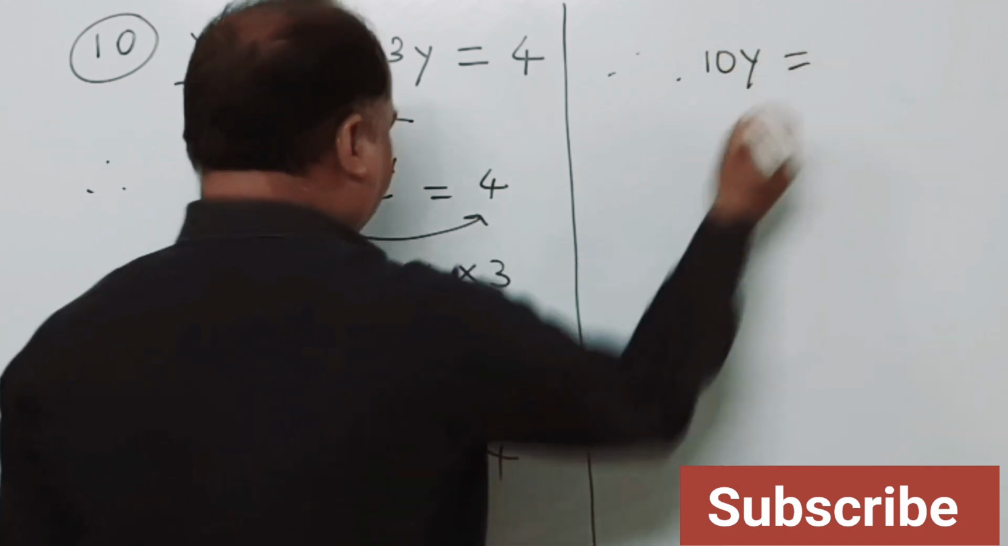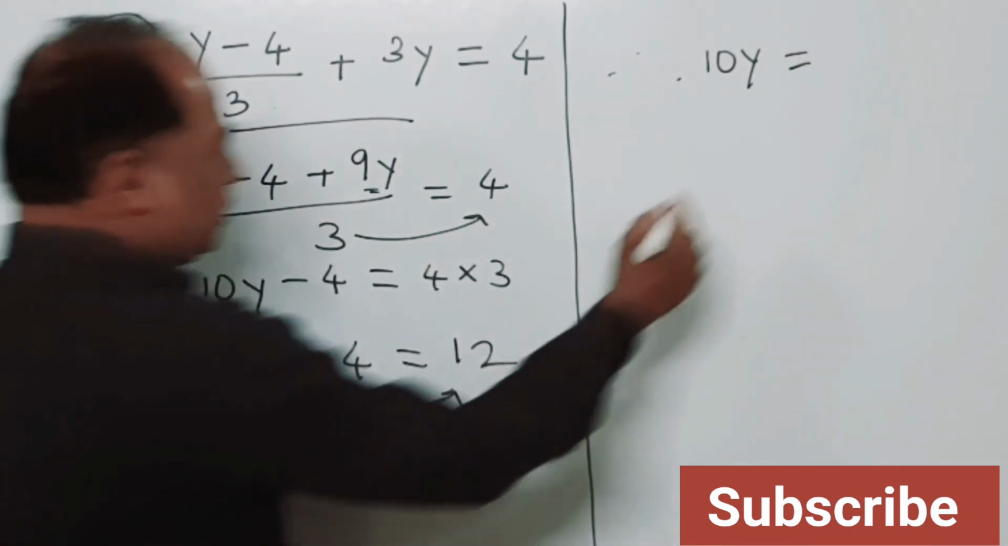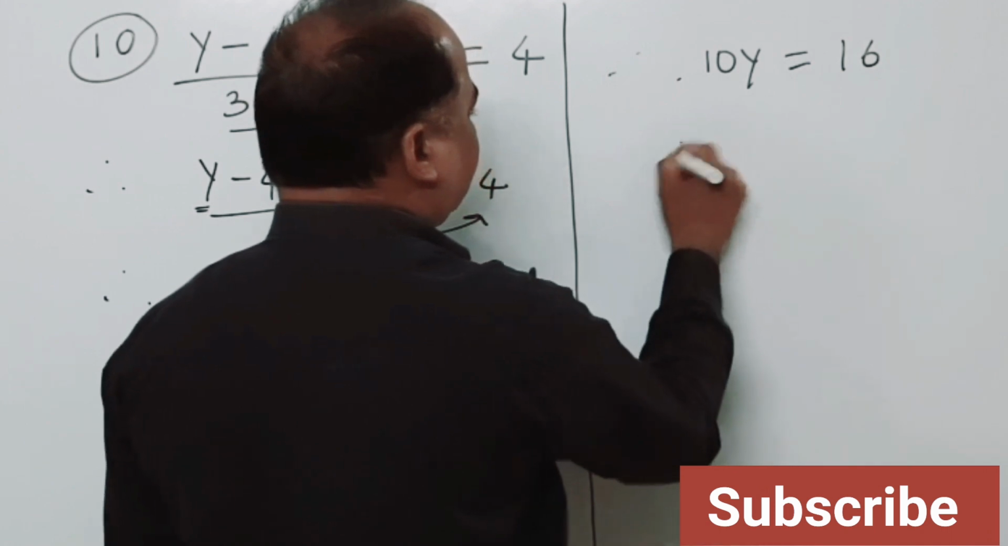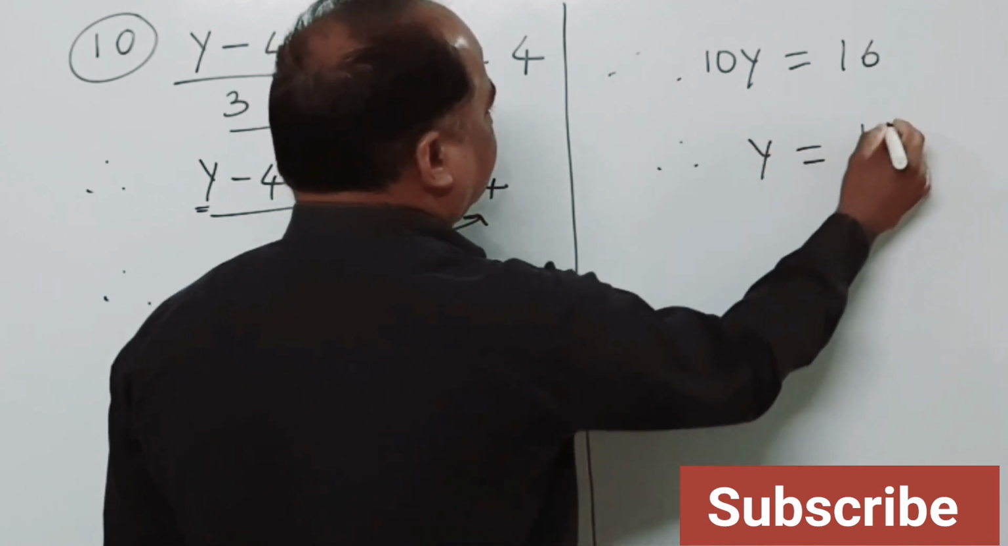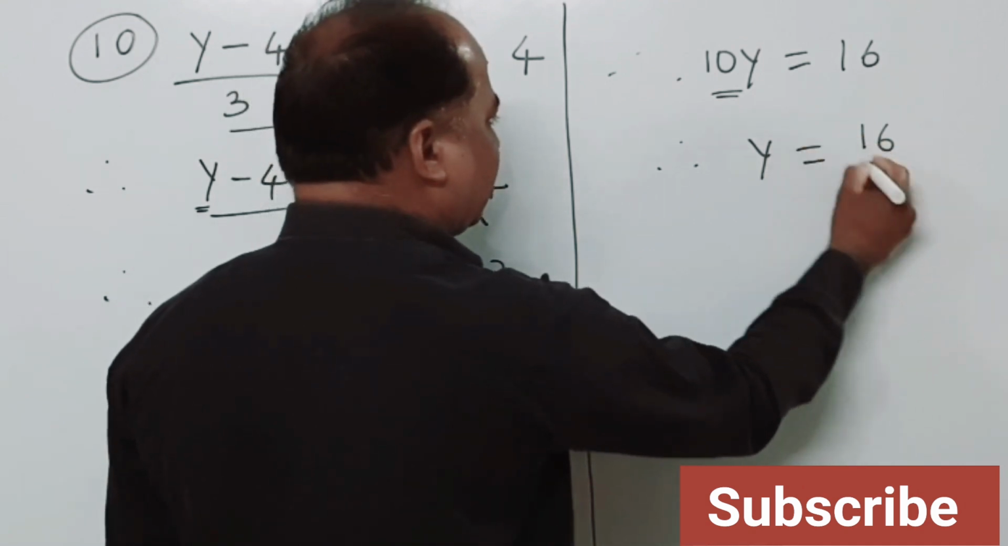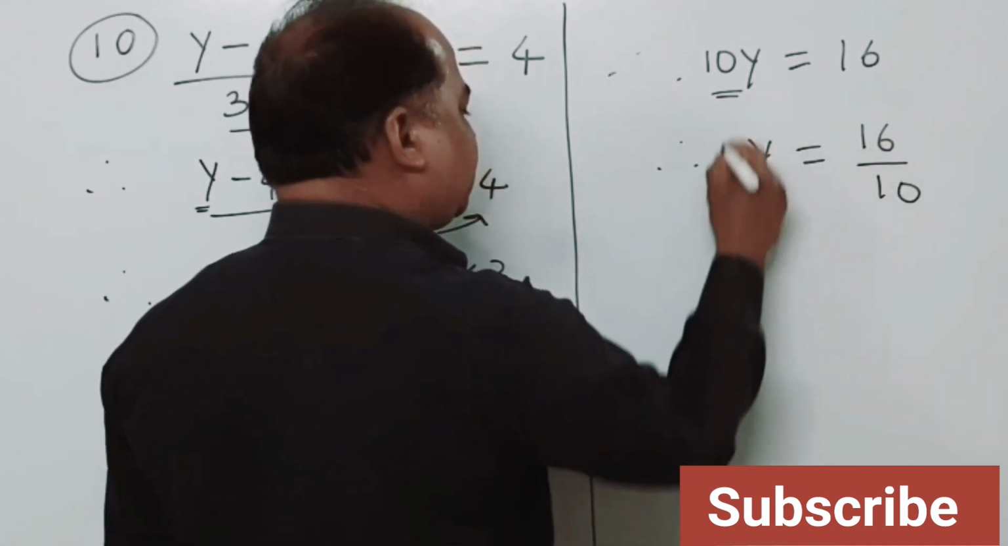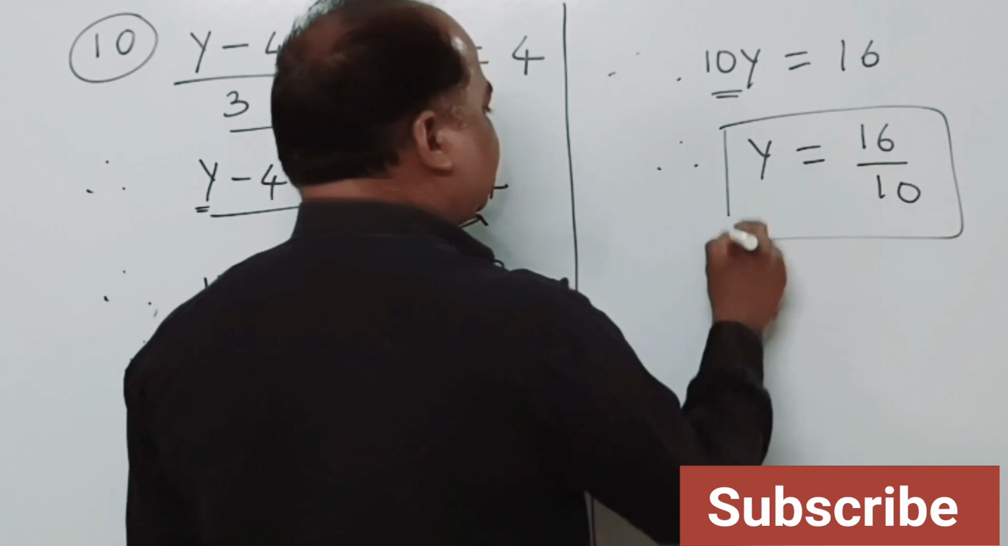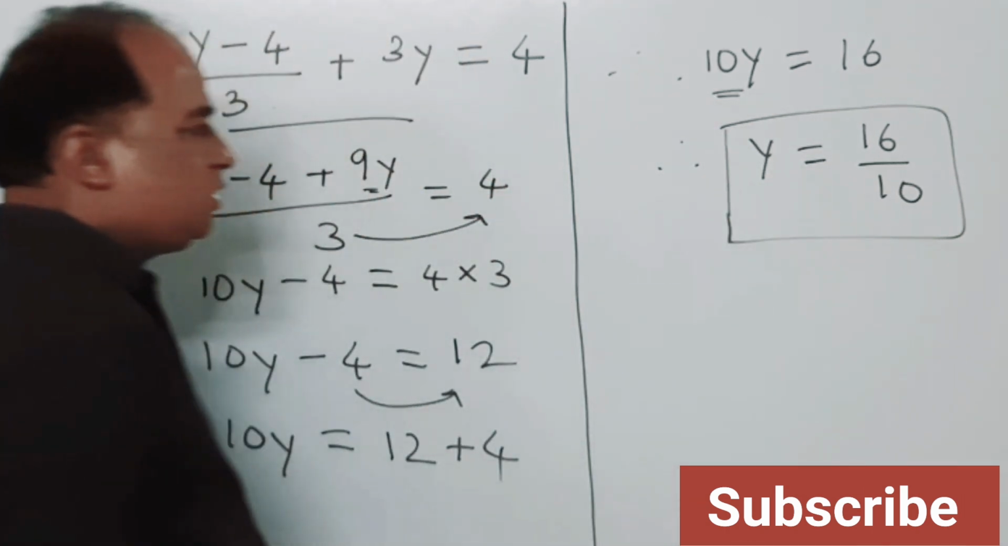10y is equal to 12 plus 4, which is equal to 16. So therefore, y is equal to, here 10 into y. So 10 will come on the right hand side and it will get divided by 16. So the solution is y equal to 16 upon 10.